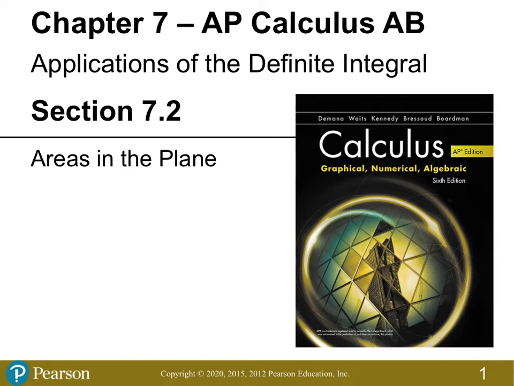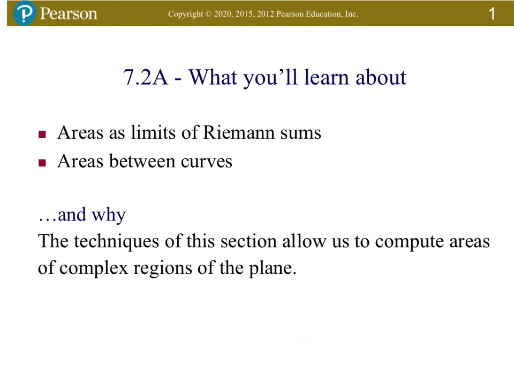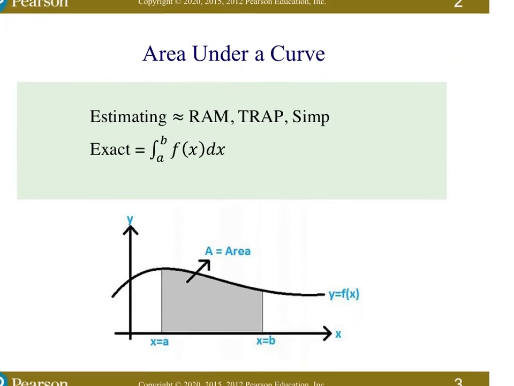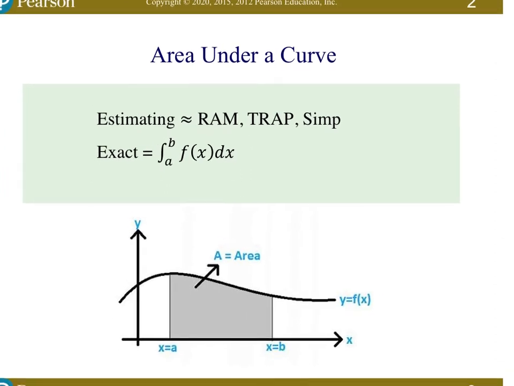So let's get into chapter 7, and let's take off. In this section, we're going to focus specifically on area. Now we have started area. We'll review what we already know, and then we're just going to take it to the next level. So what we already know about area: we first started with how to estimate area, and we looked at 3 approaches. We did RAM, we did trap, we did simp.